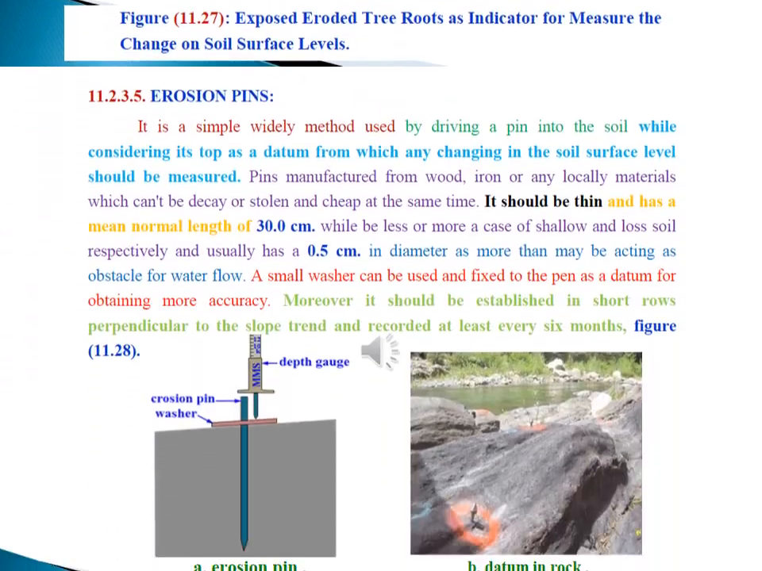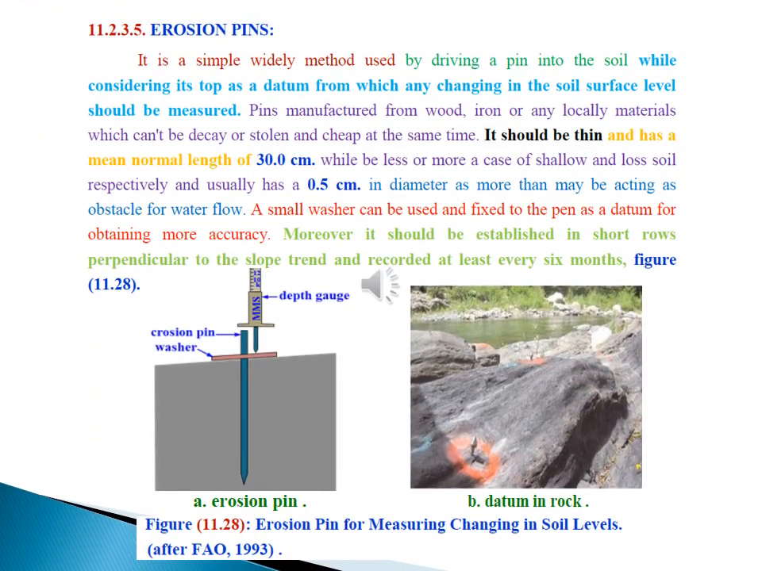Method number 5, erosion pins. Really, it is a simple method used by driving a pin into the soil while considering its top as a datum from which changes in the soil surface level should be measured. Generally, pins are manufactured from wood, iron, or any local materials which cannot decay or be stolen and are cheap at the same time, as shown in the enclosed figure.